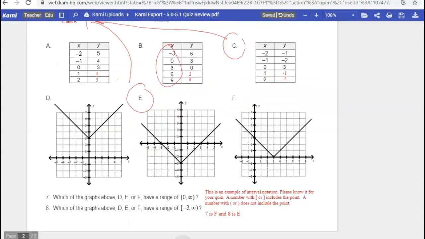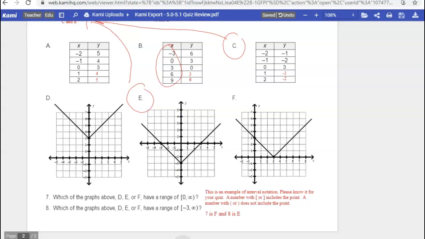Last question down here. This is called interval notation. I told you to look it up last week. Please know it for your quiz. When you have brackets, that means it includes the point. Okay, so we are including 0, we are including -3. A number with parentheses does not include the point.